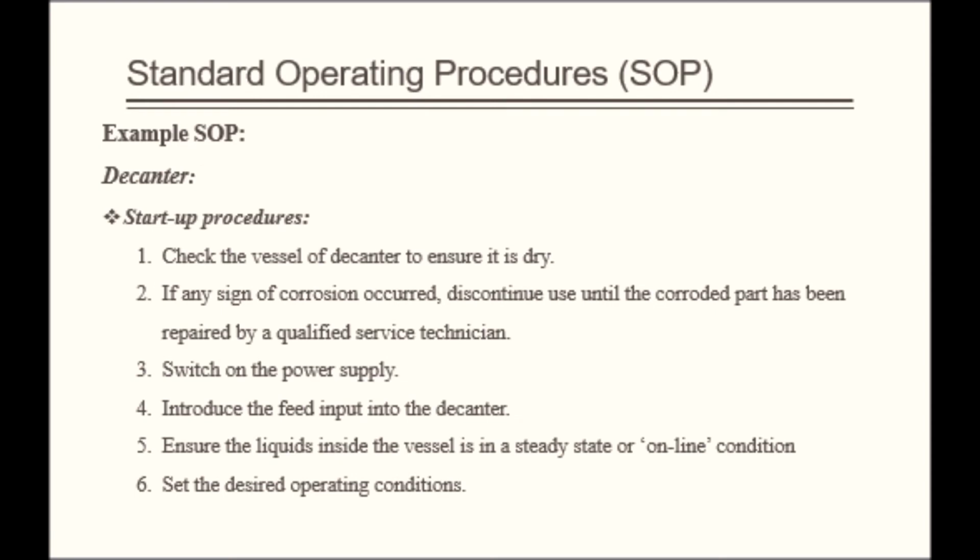For example, before starting to operate the decanter, you have to check the vessels of the decanter to ensure they are dry. If any sign of corrosion occurs, discontinue use until the corroded part has been repaired by a qualified service technician. If no problem, then you can switch on the power supply. After that, the feed input can be introduced into the decanter. However, the liquids inside the vessel have to be ensured to be in a steady state or online condition. Lastly, set the desired operating condition and it is ready to use.